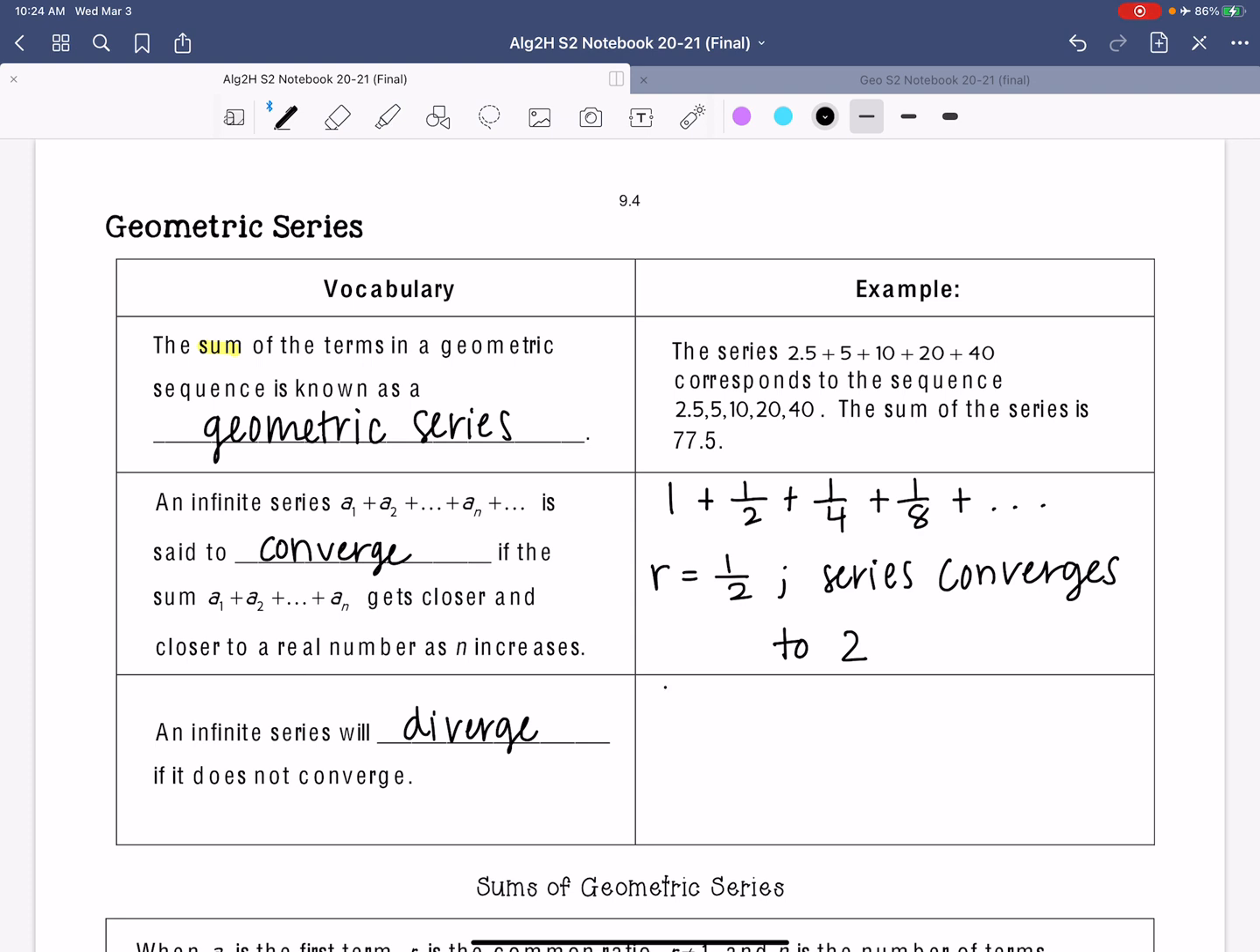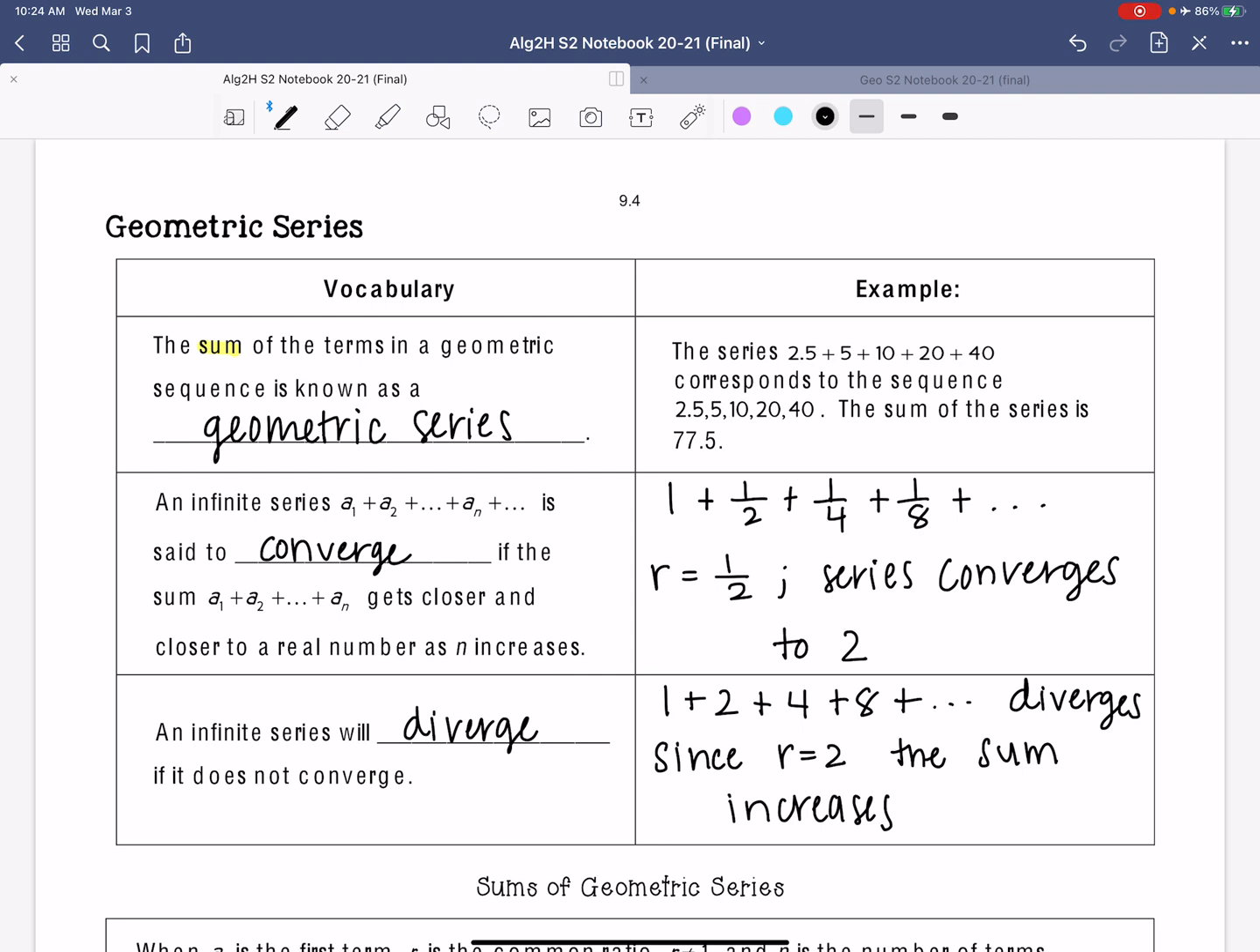Versus if I had 1 plus 2 plus 4 plus 8 plus ... This one diverges because it's not getting closer to a number. So since r is equal to 2, the sum increases.